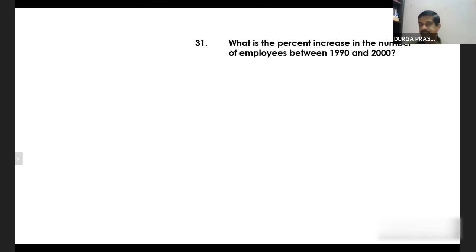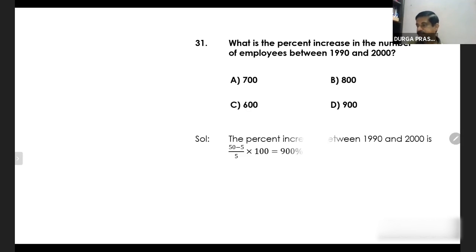The data is saying, what is the percentage increase in the number of employees between 1990 and 2000? So percentage increase means what? Total increase by original into 100. So total increase is 50 units, 1990 to 2000, minus the original amount, which was 5. By original number 5 into 100. So that is 900%, option B. So please note it fast, quick.